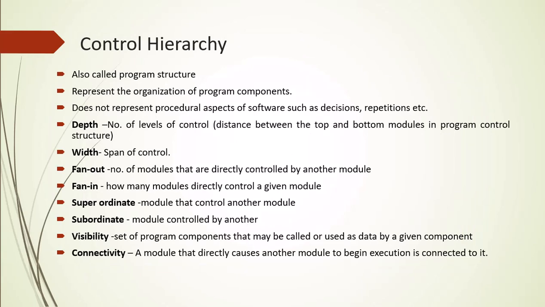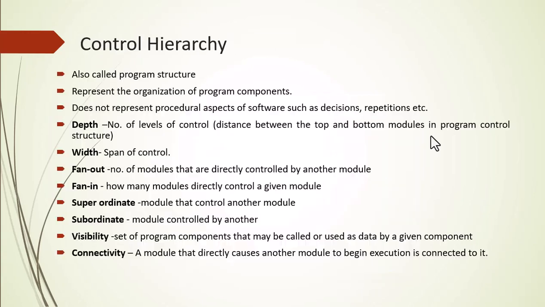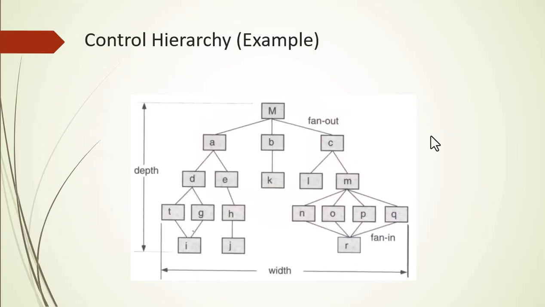Now come to the control hierarchy. These are a few definitions. This is the control hierarchy. We have one module here, and then these are the further modules. There are two concepts used here. One is called the width and the other is called the depth. Width is the span of control and depth is the number of levels of control. When the number of modules increases in a breadthwise fashion, this means the width increases, while the depth is the height of the modules in a hierarchy. For example, the depth here is 1, 2, 3, 4, so the depth is 4.